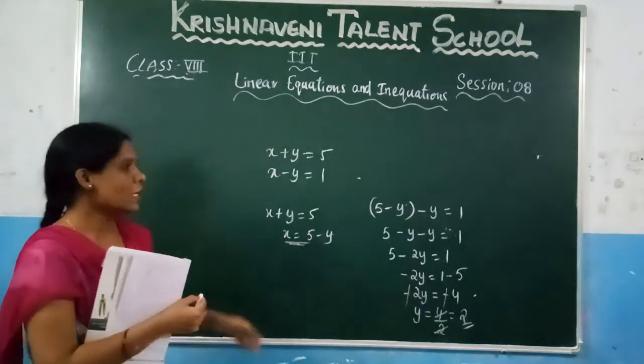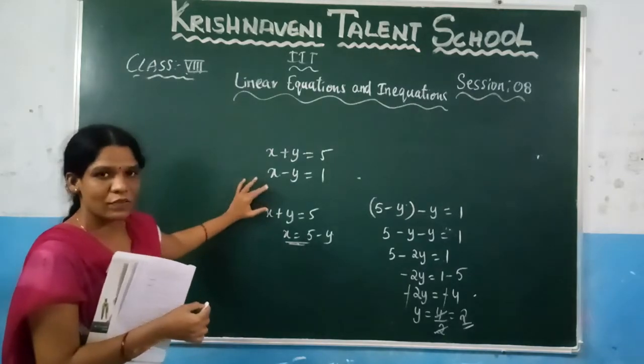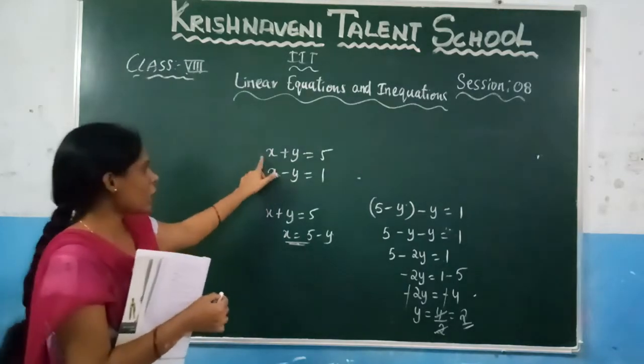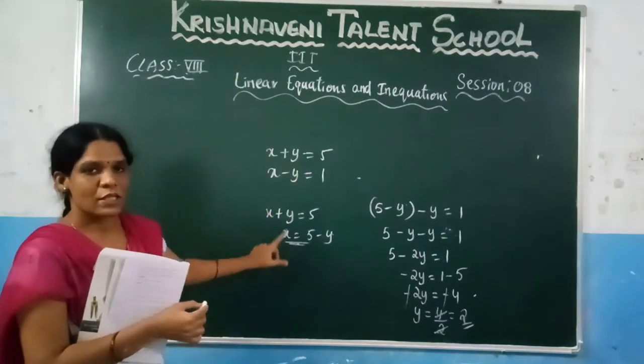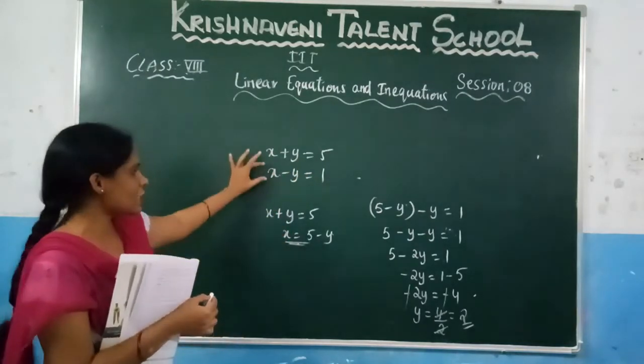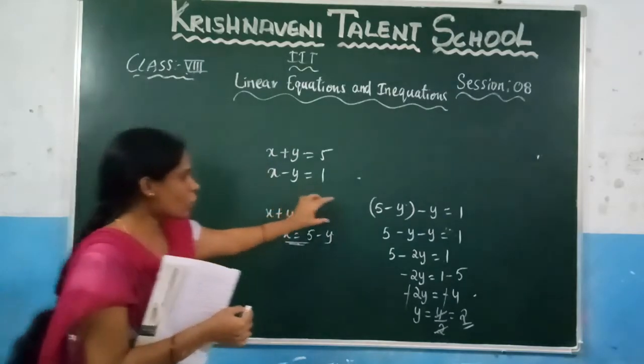What it says here is, if you consider any two linear equations in two variables, you have to take the first equation and find the value of x. Just substitute that value of x in the second equation so that this whole equation will change.